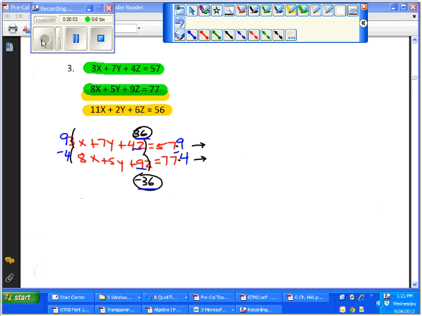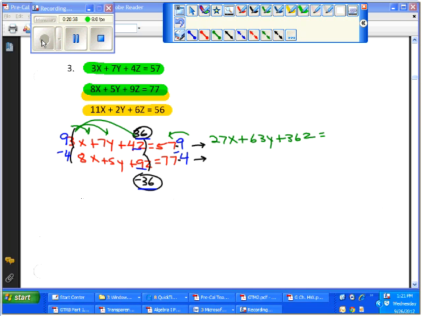This would be a really good time for my smartboard to be perfectly accurate. It's off just a hair, so bear with me. We've got 9. We're going to distribute, right? 9 times 3x is 27x. 9 times 7y is 63y. 9 times 4z is 36z. 9 times 57 is 450 and 63, which is 513.